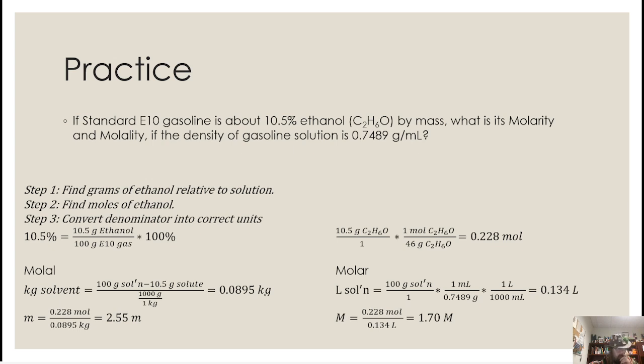And that is where we will stop this video. In the last video, we will talk about the colligative properties of solutions.